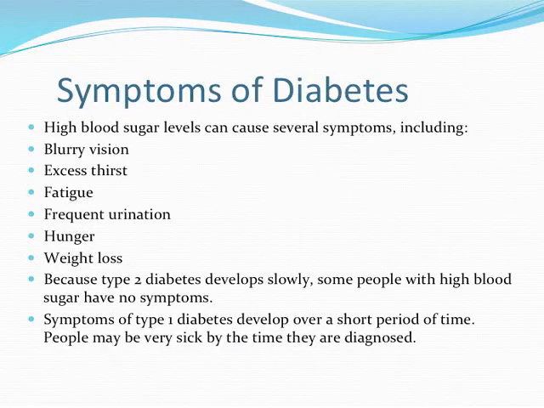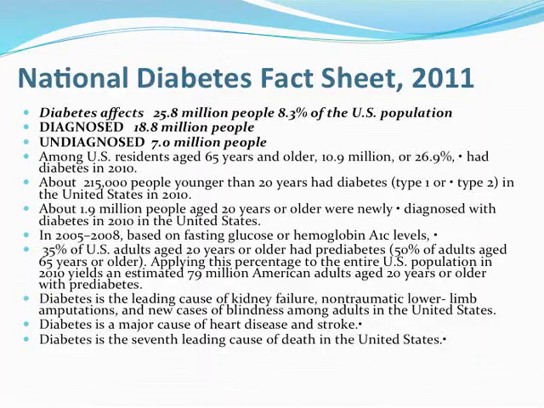So what are the symptoms of diabetes? The most common symptoms are blurry vision, excess thirst, fatigue, frequent urination, and weight loss. I'm going to talk a little bit about how diabetes impacts us as a society. 8.3% of the US population is diabetic, and it's almost 26 million people.